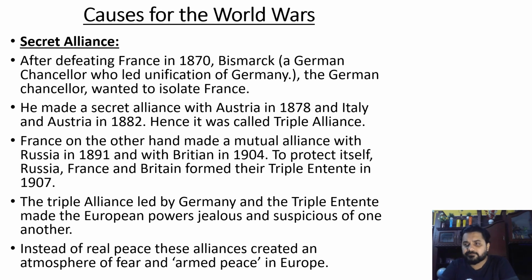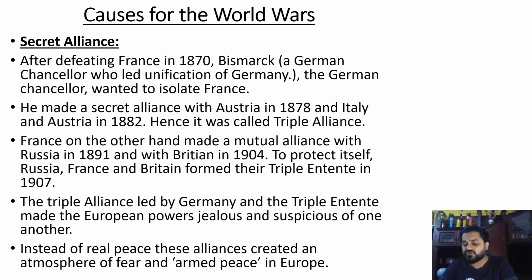So in order to weaken the power of France, he made secret alliances with certain countries. These countries were Austria and Italy. Bismarck made an alliance with Austria in the year 1879, and Italy and Austria combined in the year 1882. Now, Germany, Austria, and Italy became one group, and this group was called the Triple Alliance. German Chancellor Bismarck was the person behind the formation of the Triple Alliance.